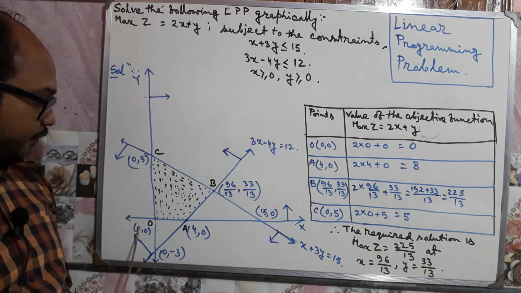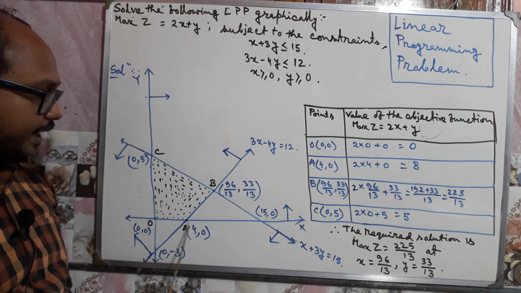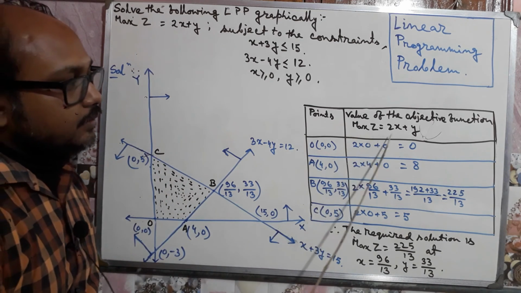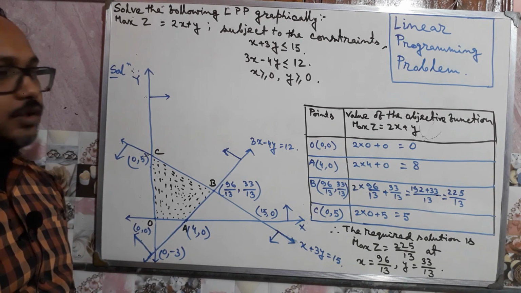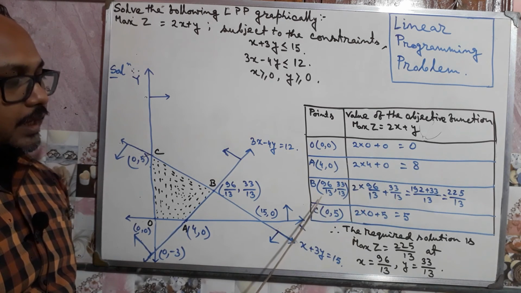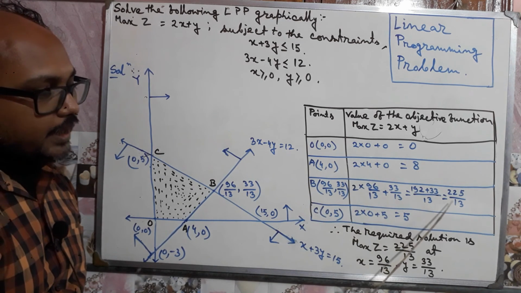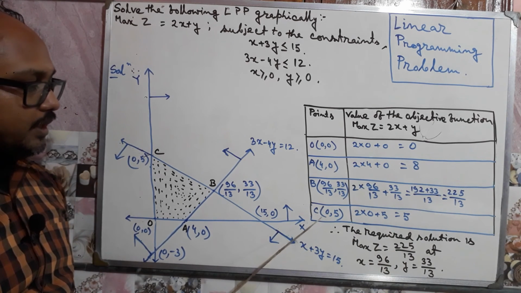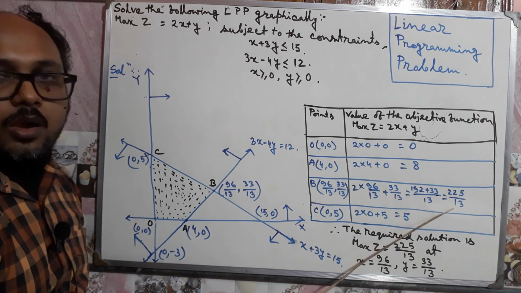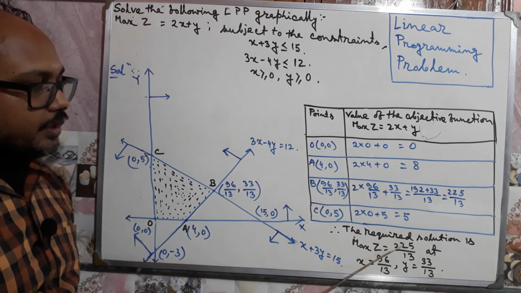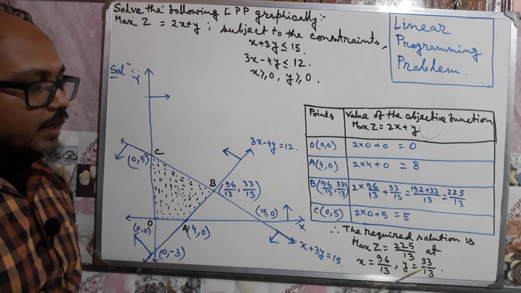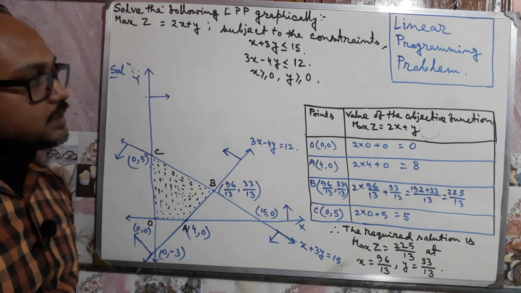Now for these 4 points, O, A, B and C, we have to check the values of the objective function z equal to 2x plus y. You see, for the origin it is 0, for 4, 0 it is 8, for the point B it is 225 by 13, for the point C it is 5. So ultimately this is the maximum value. So max z equal to 225 by 13, and it occurs for x equal to 96 by 13 and y equal to 33 by 13. This is the answer. Okay.